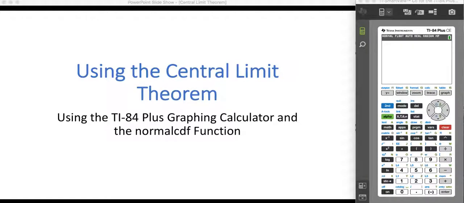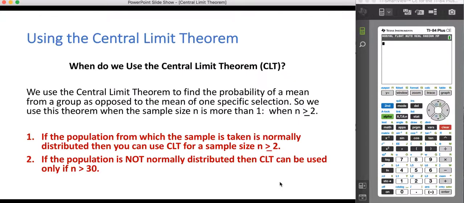In this video, we're going to be using the TI-84 Plus graphing calculator and the normal CDF function, and we're going to be using the central limit theorem to find probabilities. So when exactly do we use the central limit theorem? We use the central limit theorem to find the probability of a mean from a group, as opposed to the mean of one specific selection.